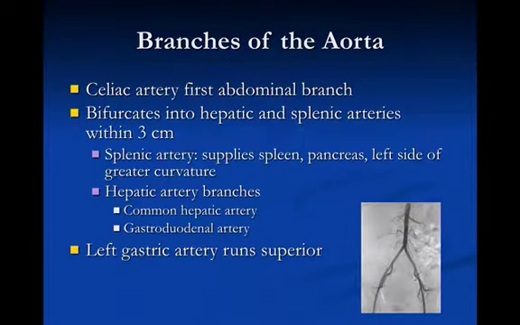Let's talk about branches of the aorta. The celiac artery is the first abdominal branch, and it bifurcates relatively quickly into the hepatic and splenic arteries within 2 or 3 centimeters. The splenic artery supplies the spleen, the pancreas, and the left side of the greater curvature of the stomach. The hepatic artery branches into the common hepatic artery and the gastroduodenal artery. The left gastric artery is another branch of the celiac, but it runs immediately superior, so it is rarely seen.